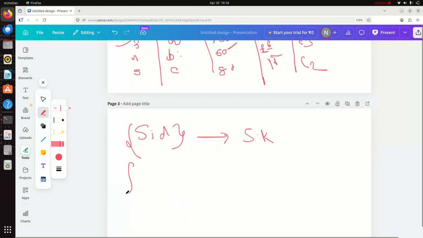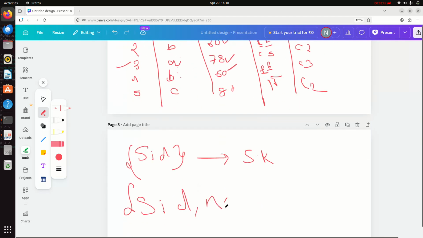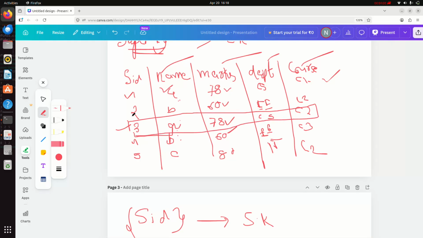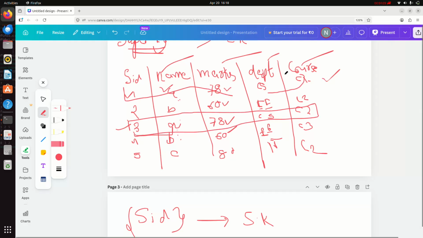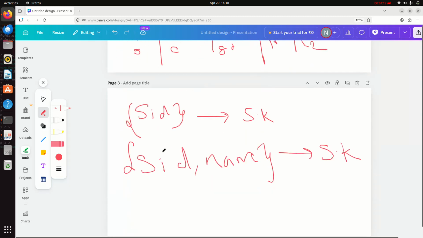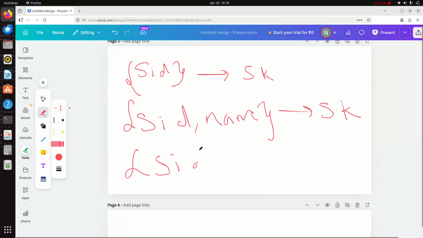Now consider SID comma name. Can this uniquely identify? Yes, because it is 1A here and 3A there. Together SID and name can uniquely identify a record. If I say 3A, then I will take that record. When I say 1A, I will take this record. So SID and name can uniquely identify a relation. There can be a lot of possibilities. SID, name, marks can be another possibility of super key.